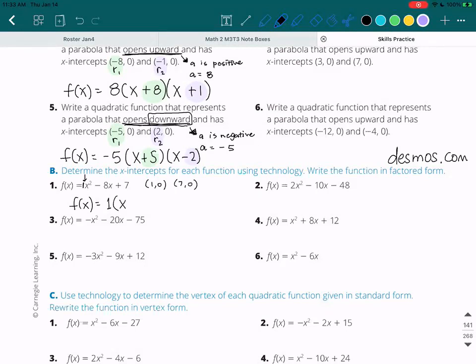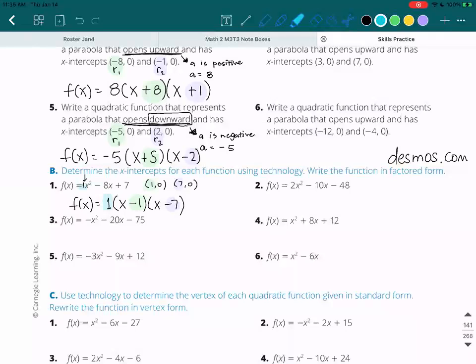1 times x minus our first R1, and then x minus our R2. So this one came from the a value in the front. So now for our factored form, it's 1 times x minus 1 times x minus 7. So this is our factored form. Do you guys have a question? I'm going to pause the video so that you guys can ask.